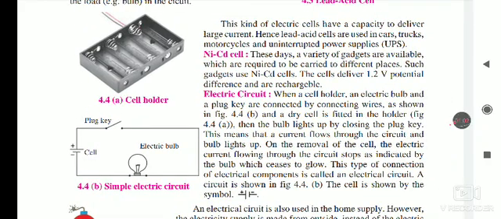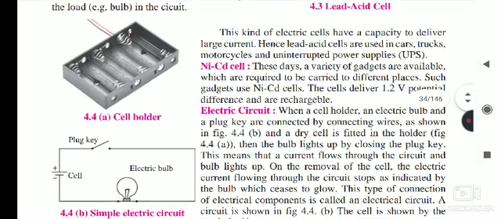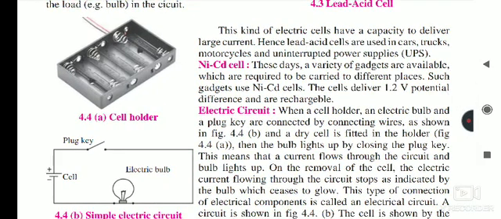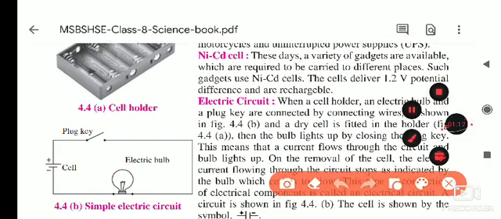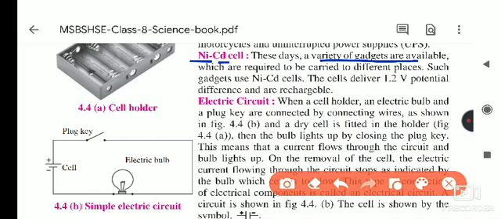What is the nickel cadmium cell? Nickel and cadmium are the chemicals. Ni for nickel, and Cd for cadmium. Its full name is nickel cadmium cell. These days a variety of gadgets are available which are required to be carried to different places. Such gadgets use nickel cadmium cells, meaning we can move these gadgets from one place to another.